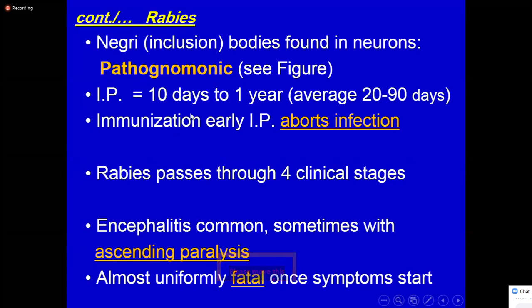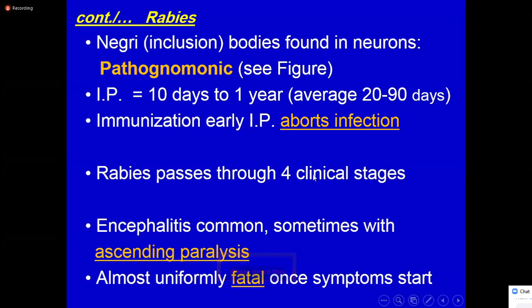The incubation period is very variable. When someone is bitten by a dog, may God spare you, it can go into a very long incubation period, from 10 days up to 1 year. The average is between 20 and 90 days. If you immunize the patient who has been bitten by a dog during the incubation period, this immunization will abort the infection. If signs and symptoms have started, you cannot abort the infection at all, and the patient most probably will die. So it is very important to do immunization during the incubation period to abort the infection.